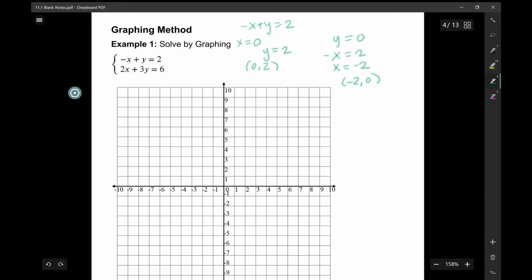So let me plot those guys. There's the first one, 0, 2. Here's the second one, negative 2, 0. And now I'm just going to draw a line. I really wish this program had a straight line grapher, but I don't think it does. I'm just going to do my best to try and draw a straight line.